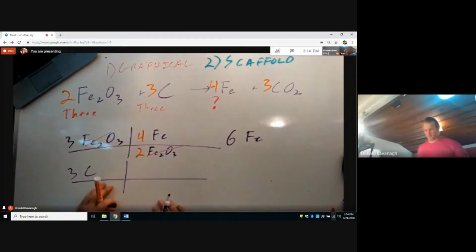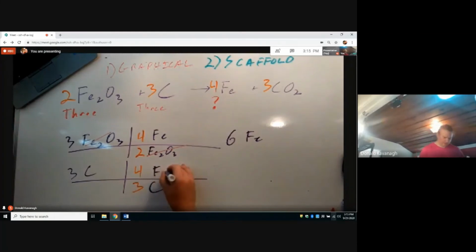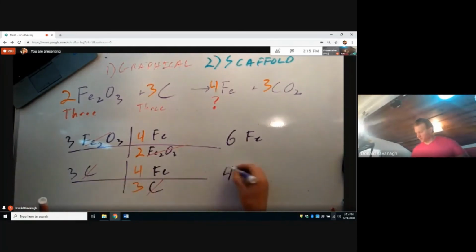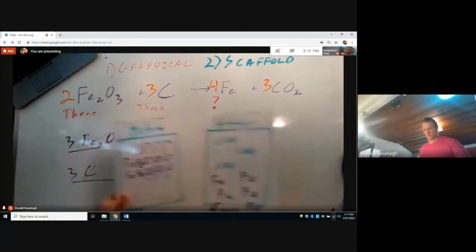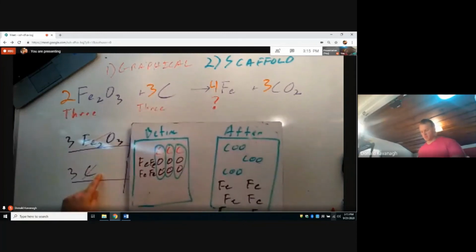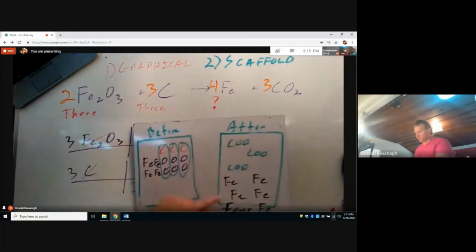For the carbon here, we use from the balanced chemical reaction what is necessary to make things cancel. Three times 4 is 12, divided by 3 is 4. That gives us 4 iron equivalents, the same answer we got from our second graphical method. 3 equivalents of carbon liberated 4 equivalents of iron.